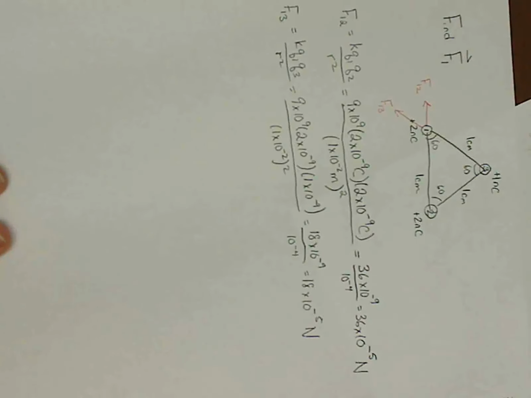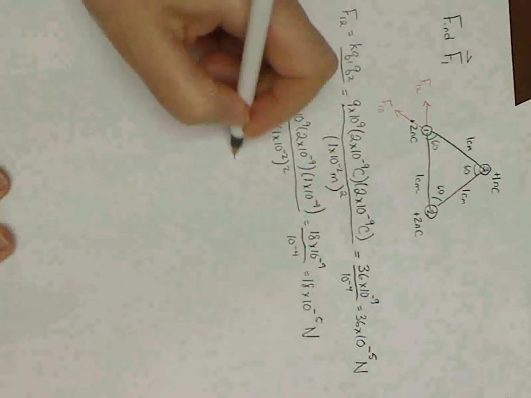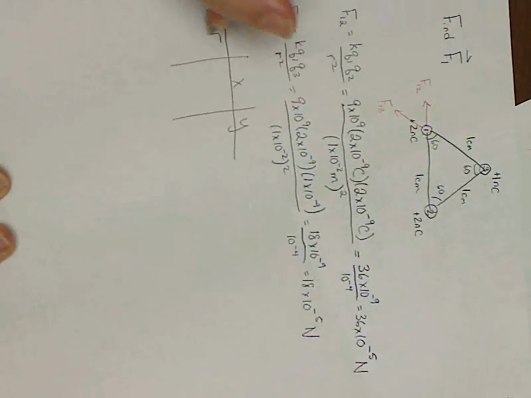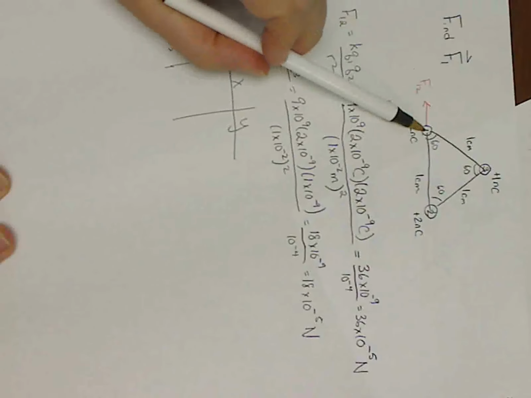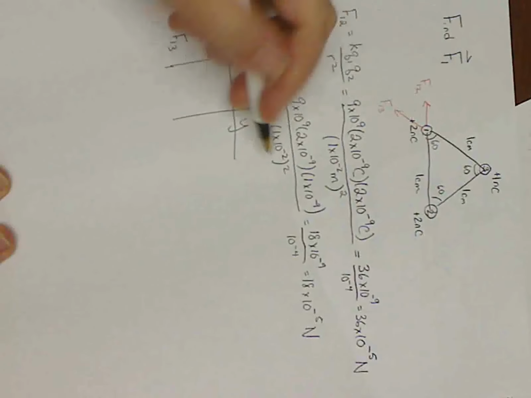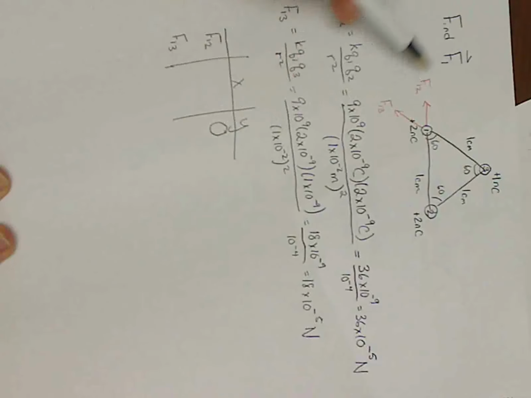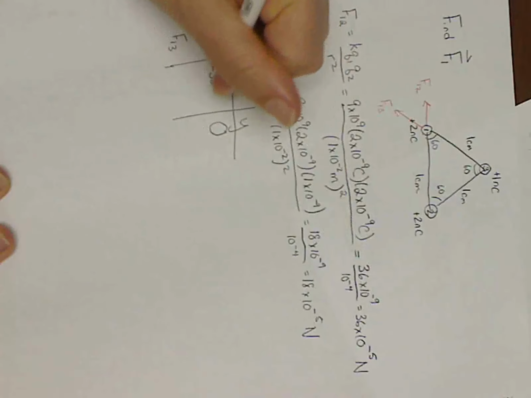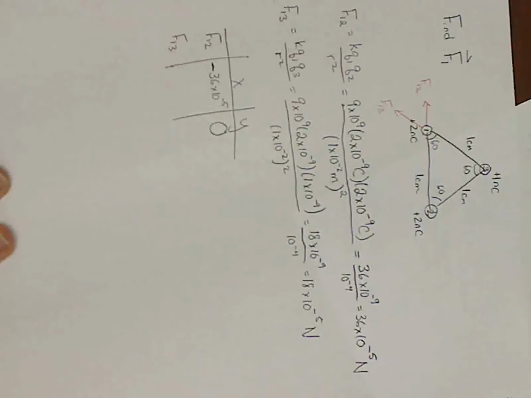Alright, what's the next step? Well, I've got to find the total force. So I've got to add these two forces as vectors. So I need to break each vector up into components. So let me make my little chart: X component, Y component. So I've got F12 and F13. F12 is horizontal, so that means it's got no Y component. And it's in the negative X direction, so I'm going to put a minus sign in front of it. All of it's going in the negative X direction, so I'm just going to put down 36 times 10 to the negative 5.